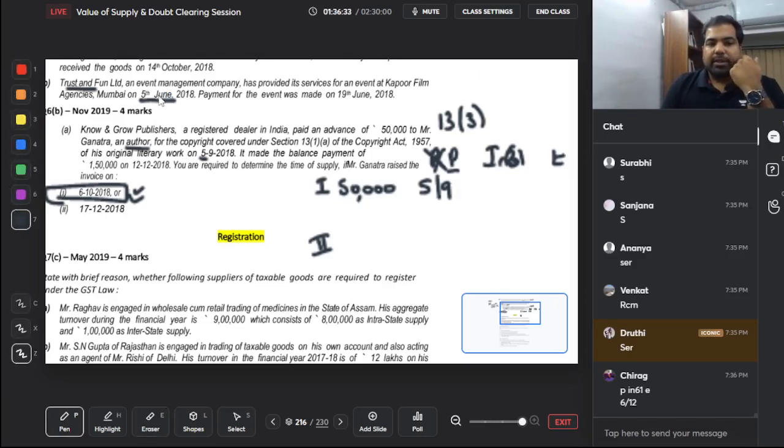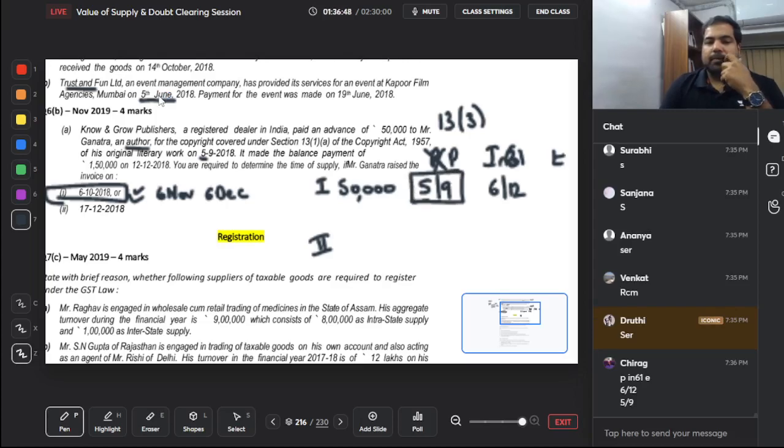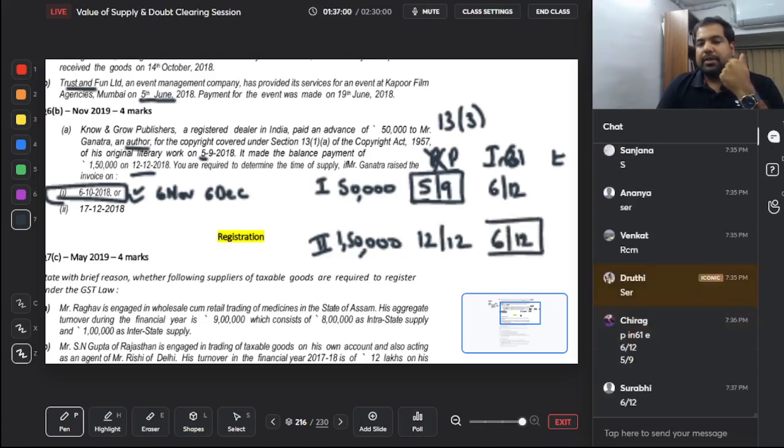I have to calculate 61 days from 6th October. So 6th October to 6th November is 31 days, and 6th November to 6th December is 61 days. So 6th December. So for this first payment, what is the time of supply? 5th September. And the balance payment of 1,50,000 was made on 12th December. And the invoice date at 61 days is 6th December. So which is the time of supply? 6th December. Guys, very, very good answers.